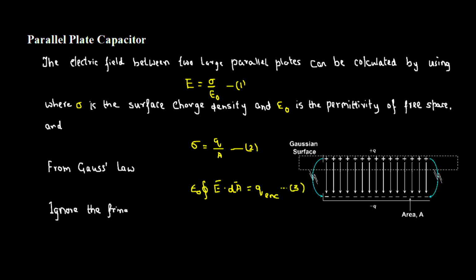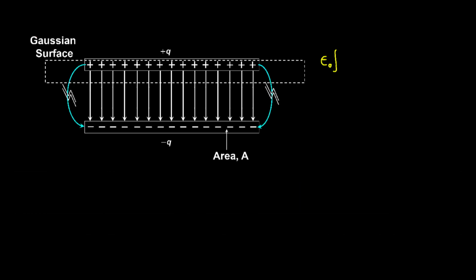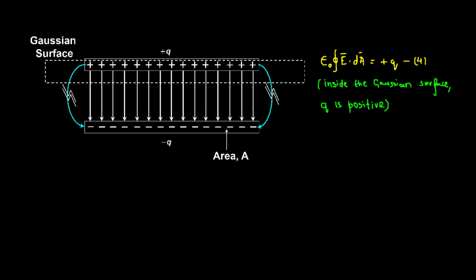Ignore the fringing field at the edges and we calculate the enclosed charge within the Gaussian surface as shown in the figure to get epsilon naught times the closed integral of E vector dotted with the area vector is equal to positive Q, equation number 4. Inside the Gaussian surface, Q is positive.